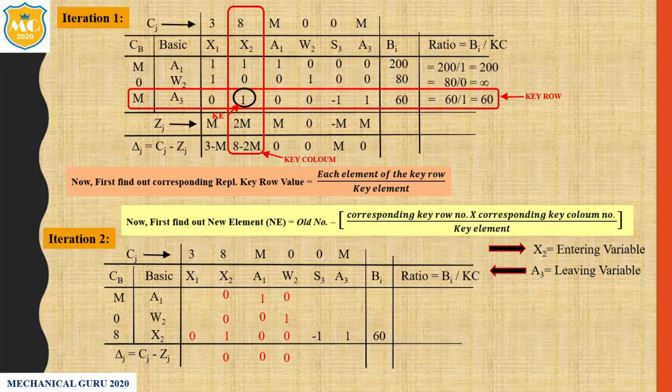Now second technique. Now what we have to do, in a key column if there is any 0, so here in the key column we get the 0. So this row value we have to write down as it is.